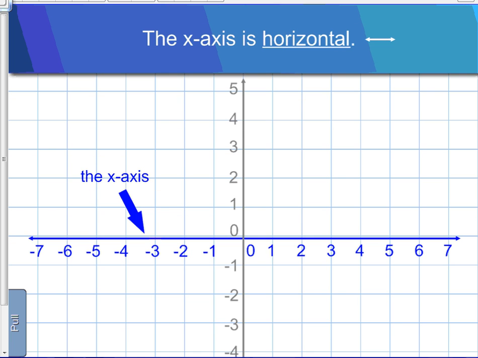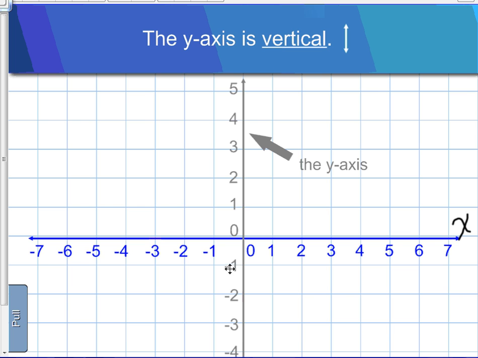All right, now those number lines have names. The one that is horizontal is the x-axis, the blue axis here. You can use the numbers on the axis to plot certain points on that x-axis. The other number line is the y-axis, and that's the vertical one, or in this case, the gray number line.